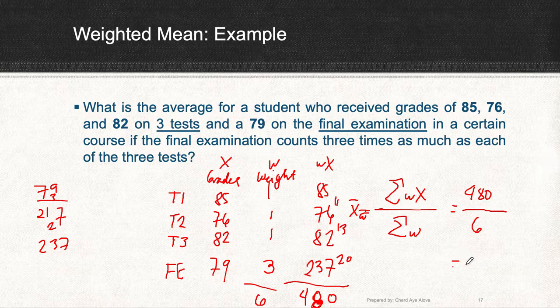So what's the answer here? Is 480 divisible by 6? 48 divided by 6 is 8, so 480 divided by 6 is 80. So that gives us 80, meaning this student's average grade is going to be 80, which is still acceptable.